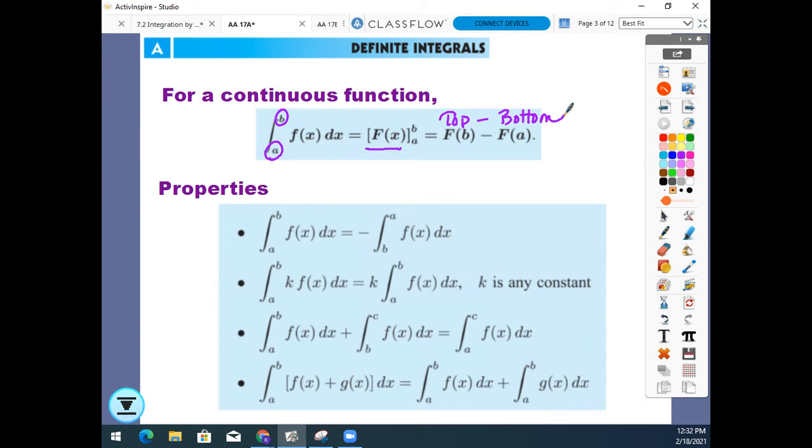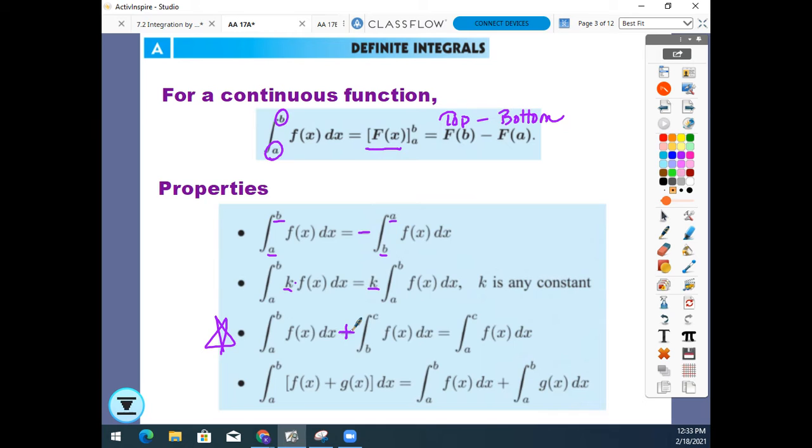Very straightforward. A couple of properties that are important. If you switch from A to B and go instead from B to A, it's just the opposite integral value. Anytime there's a constant times a function, you can just move that constant out in front of the integral. This one's going to be pretty important.